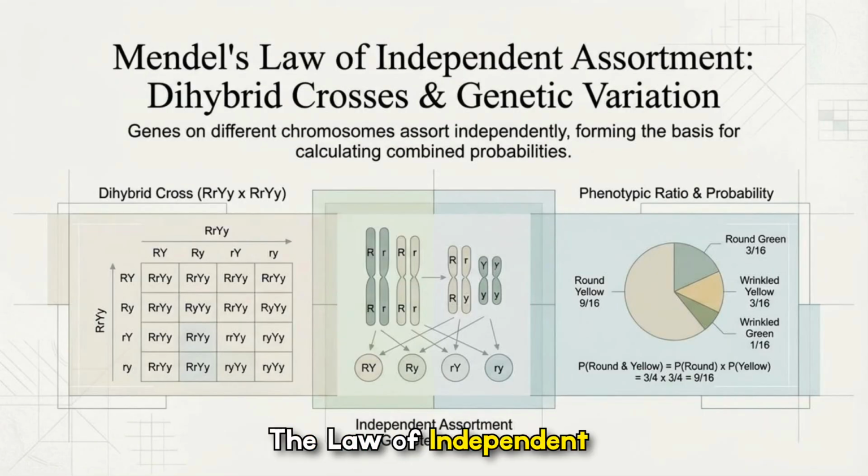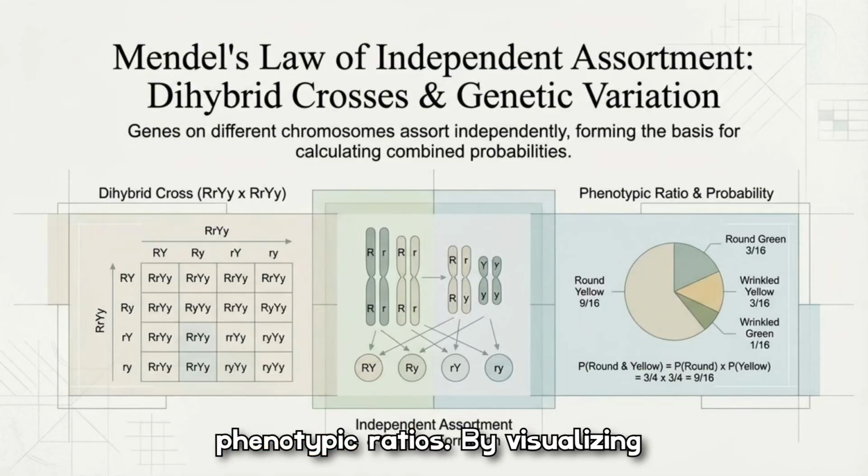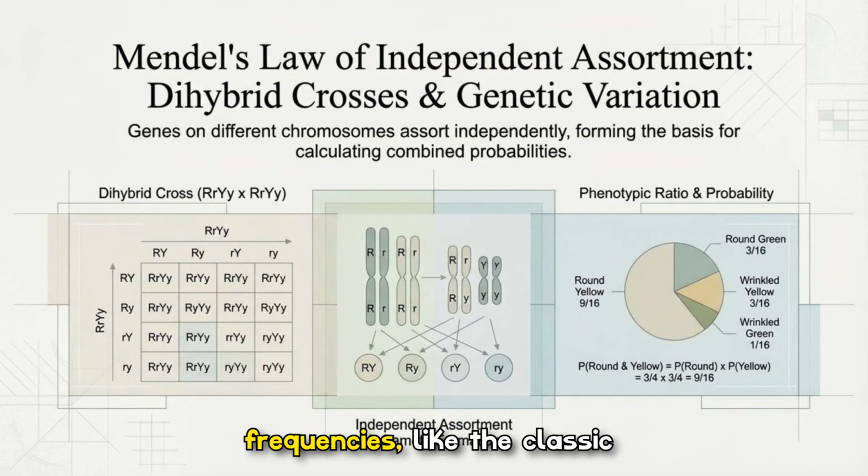The law of independent assortment describes how genes on different chromosomes sort into gametes independently, which is why dihybrid crosses produce characteristic phenotypic ratios. By visualizing gamete formation and multiplying probabilities, we can predict combined trait frequencies, like the classic 9:3:3:1 pattern shown in the chart.